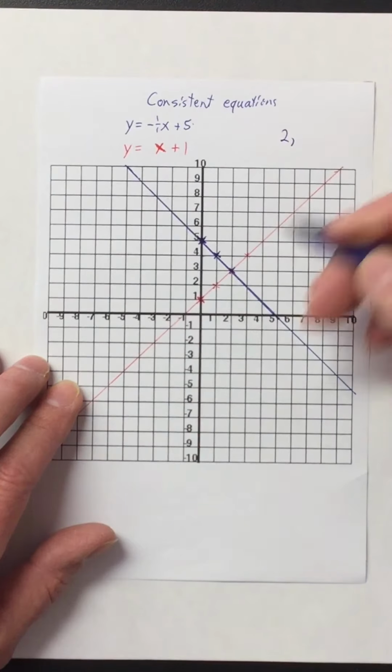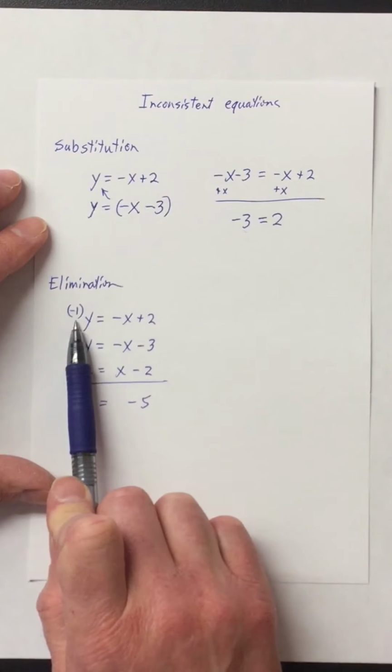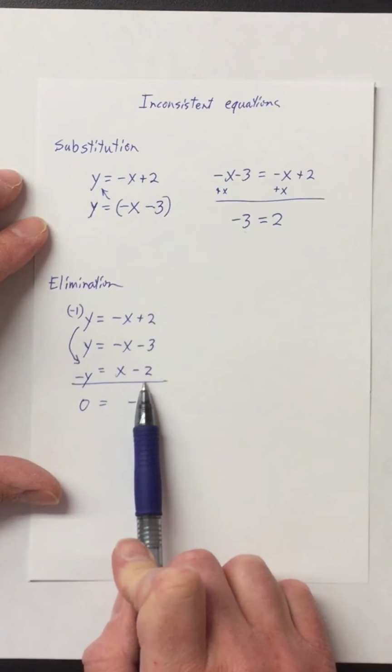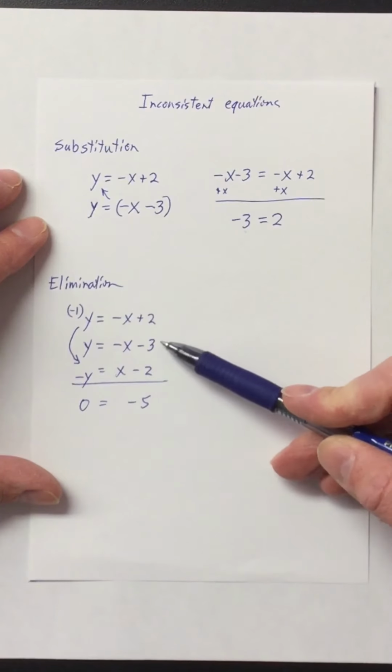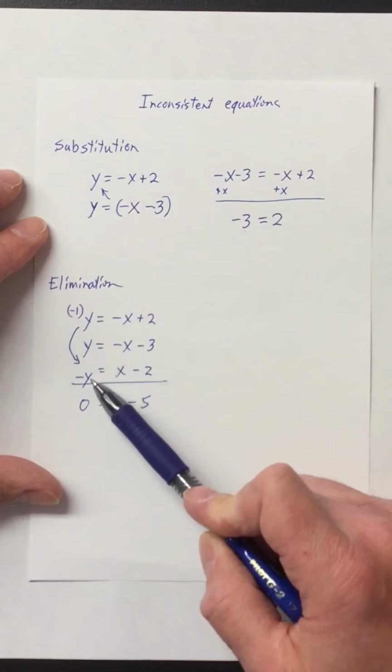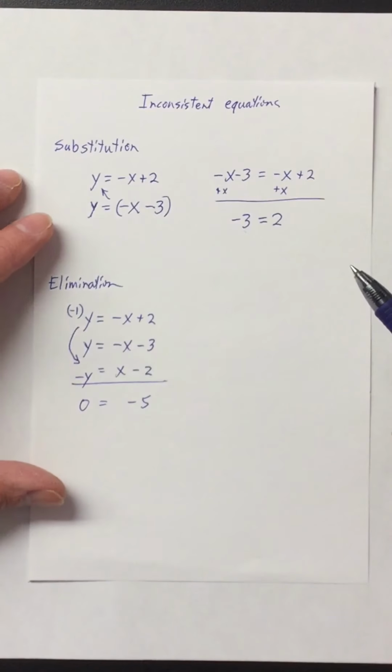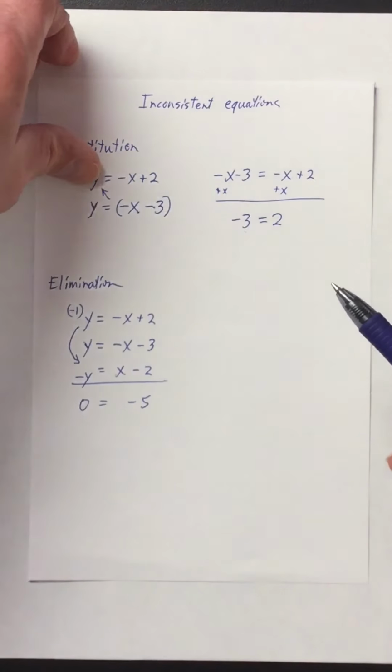Let's look at elimination just for practice here. Here are my two equations. If I multiply the top by negative 1, it changes to this here. Then if I add them together, my y and my negative y give me 0. Same thing for the x: negative 3 and negative 2 give me 5. That gives me a statement that is not true, showing that it is inconsistent.